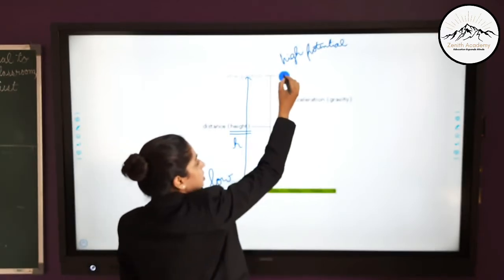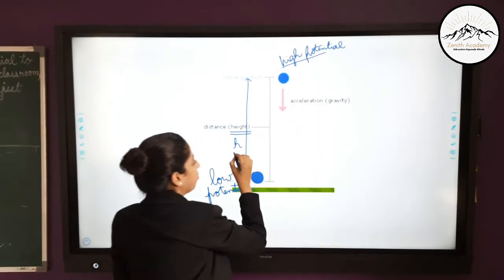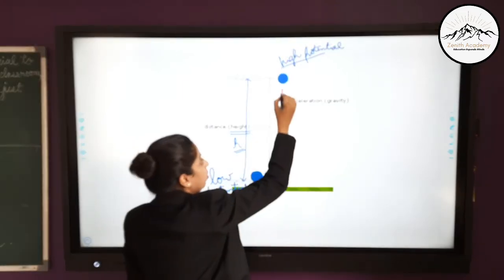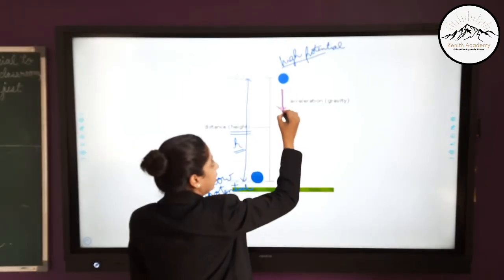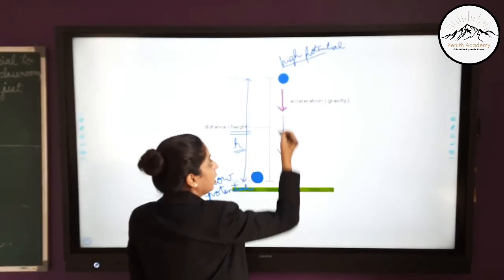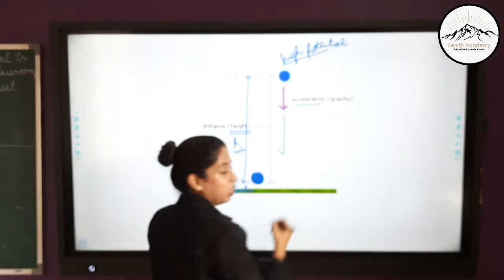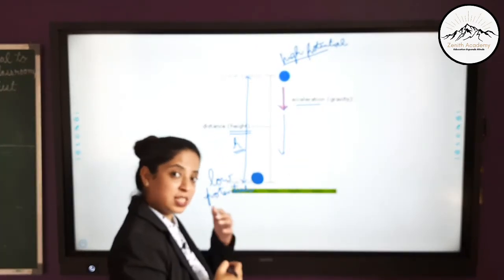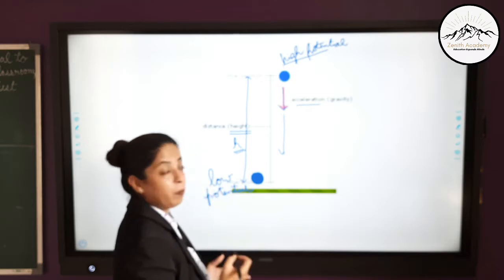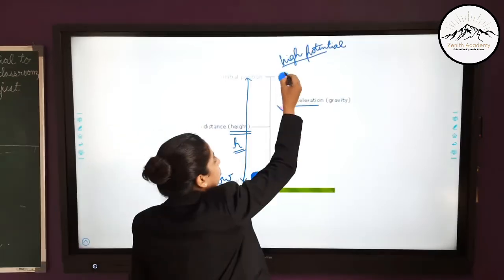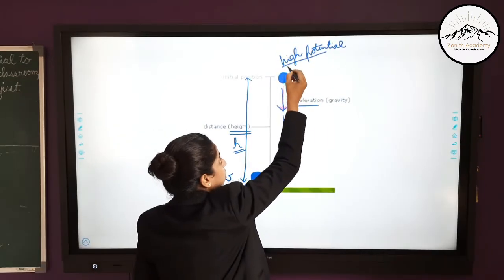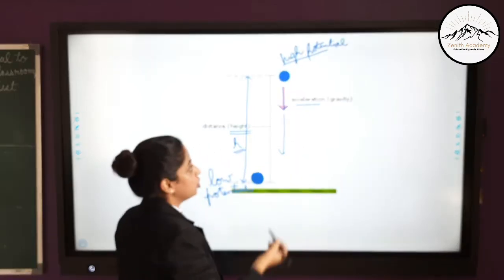So when you release a ball from high potential, that is from a height h, then what do you see? That it falls under gravity. It follows this path, and as it comes close to the ground its acceleration keeps on increasing, that is acceleration due to gravity. So where does this ball move from? Automatically it moves from high potential to low potential under gravity.